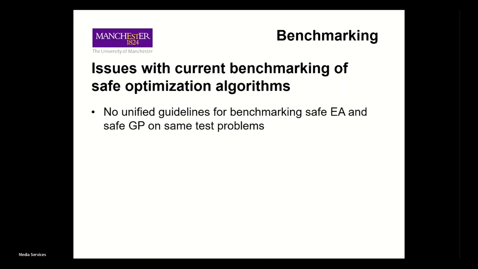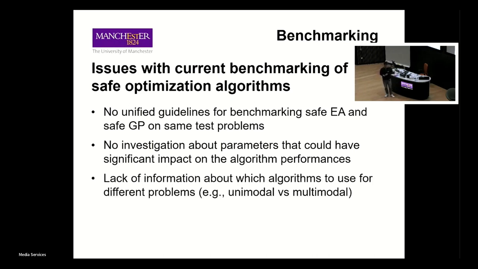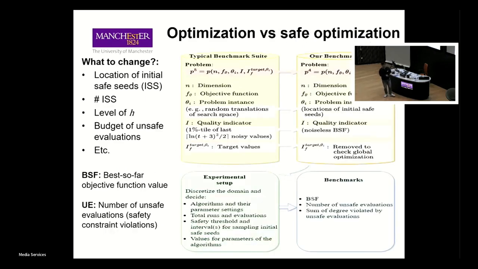So the current issue is that there are no unified guidelines for benchmarking both sides of algorithmic branches. Also, there are some parameters that can potentially impact algorithm performance, but there was no investigation. And there is a lack of information, for example, on which algorithms to use for which problem. For example, would it be the same for unimodal and multimodal functions? So our research proposed benchmark guidelines and tools for fair benchmarking of both sides of algorithmic branches.